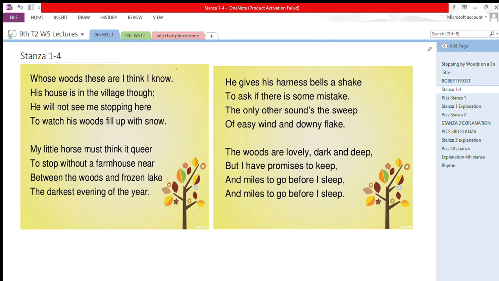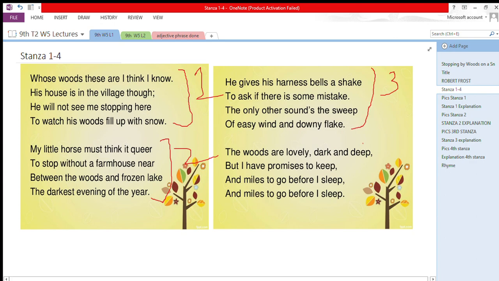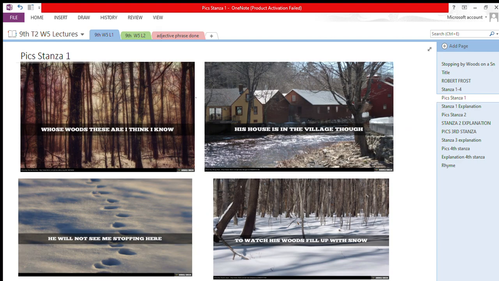Here I have the pictures of the whole poem, stanza by stanza. This is stanza number 1. This is stanza number 2. Each stanza consists of 4 lines. This is stanza number 3 and this is stanza number 4. So the poem consists of 4 stanzas. So to start with, the first stanza, each line is explained with the help of pictures.